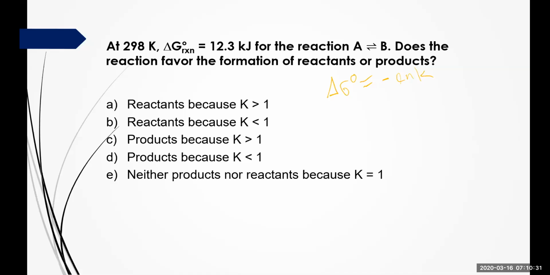So that means that our delta G right now is positive. A positive doesn't favor products, right? If it was positive, that means that it's not going to be spontaneous, and so it's not going to favor our forward reaction. Right? So that means that because a positive delta G is going to give us a K that is less than 1, because we need our ln K to be negative, and so our K less than 1.